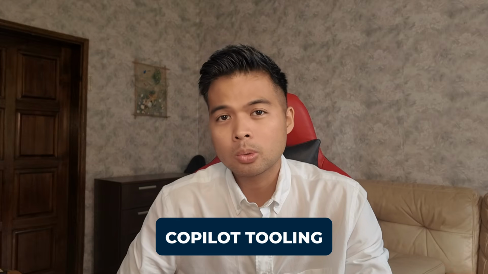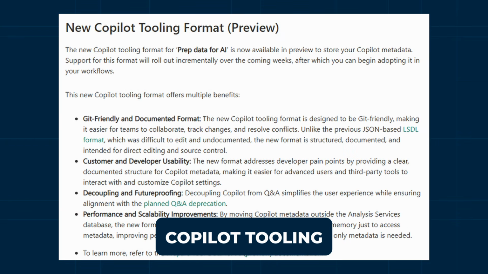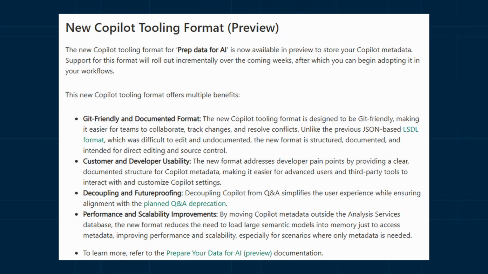There's a new Copilot tooling format, which is specifically for the prep for AI bit. From what I understand, this is basically a backend change on the configurations to make the metadata accessible in a text-friendly format. I think of this similar to how we moved from PBIX to PBIR format, where PBIX before was in a format that you couldn't open outside of Power BI Desktop. PBIR now supports JSON or XML formats that can be opened using text editors like Notepad or Visual Studio, and generally just makes it easy to debug or even develop on.